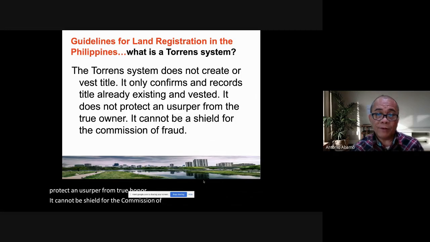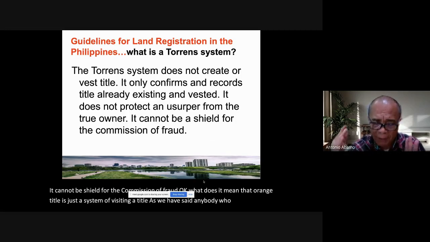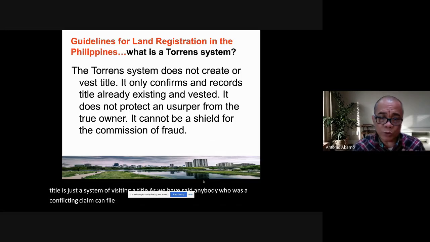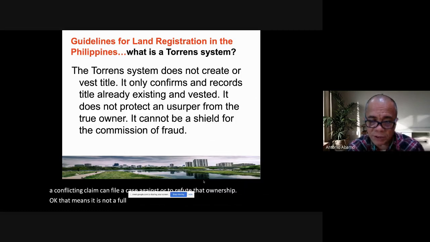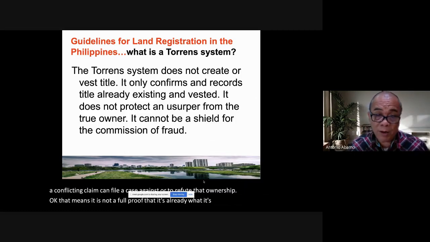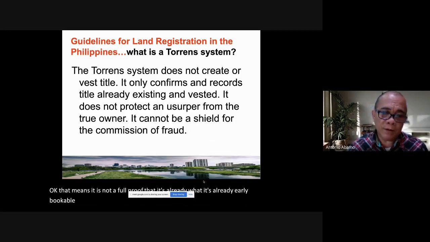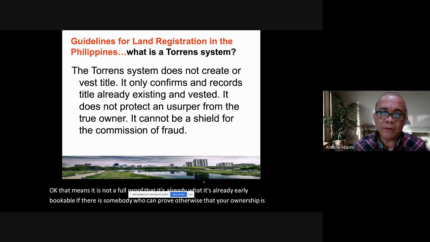Okay. What does it mean? The Torrens title is just a system of vesting a title. As we have said, anybody who has a conflicting claim can file a case to refute that ownership. Okay. And that means it is not foolproof that it's already irrevocable. If there is somebody who can prove otherwise, that your ownership is fake, he can do that. No, he can do that.